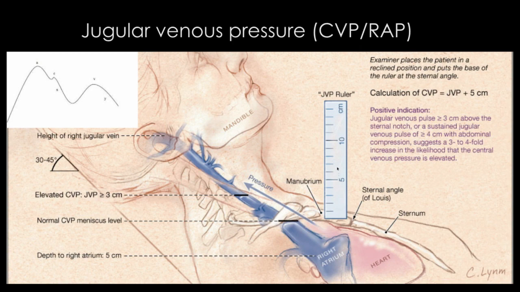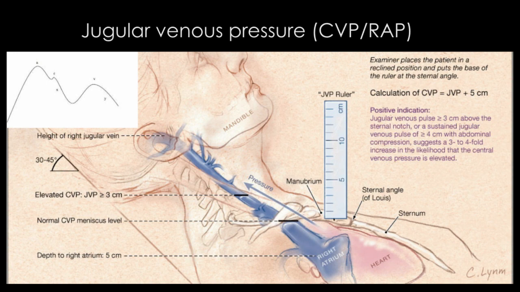So, this length where the highest point of pulsation is seen, that length is measured and that is put in this place of JVP, and you have to add 5 centimeters to it. This 5 centimeter is the distance between the sternal angle to the right atrium. So, this distance is 5 centimeter. This plus this will give you the CVP.